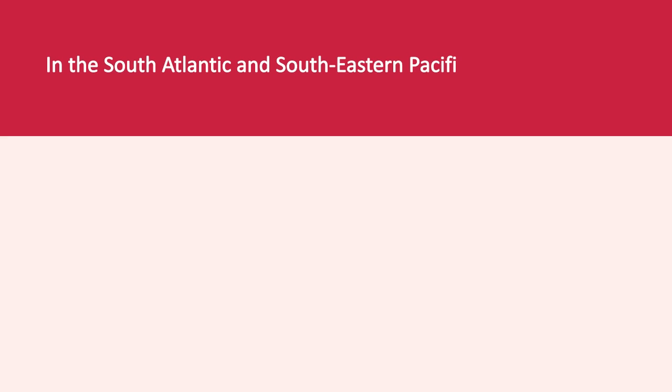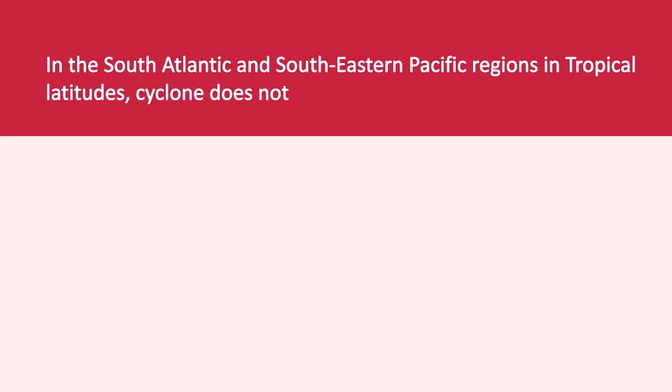One such question that tests the conceptual clarity of the candidates, asked in 2015, was: in the South Atlantic and Southeastern Pacific regions in tropical latitudes, cyclones do not originate. What is the reason? Now, understand this. Although they have asked the question that cyclones do not originate, it should have been tropical cyclones do not originate, and that is what they mean.